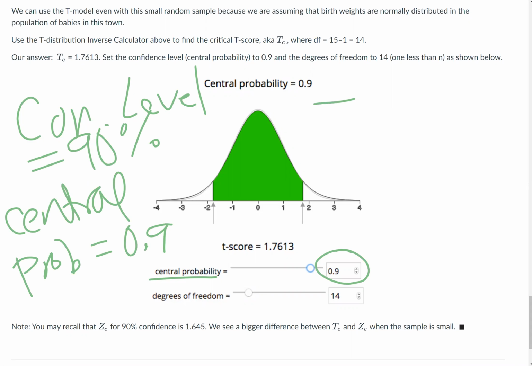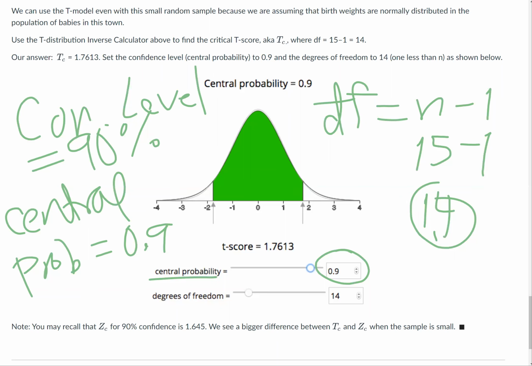And our degrees of freedom is n minus 1. And they said this sample size is 15. So 15 minus 1 or 14. That's what we would set our degrees of freedom to. It's already there, but if I want to use the applet above, I would do that. And then it should calculate our t-score for us. So you could go ahead if you want to and use the applet above on this page to make sure that you actually get that t value, to make sure you're doing things right with the applet.